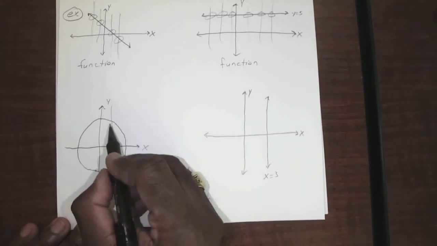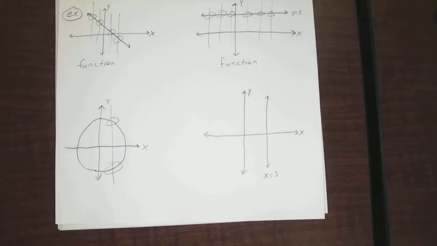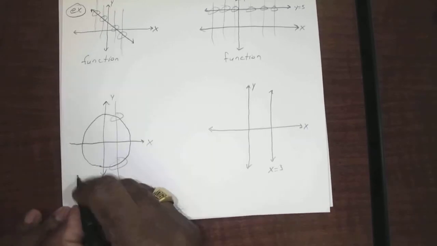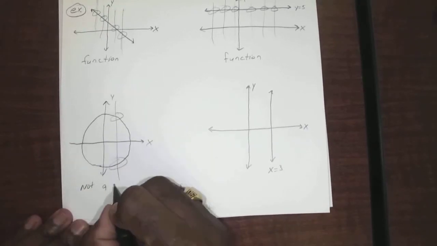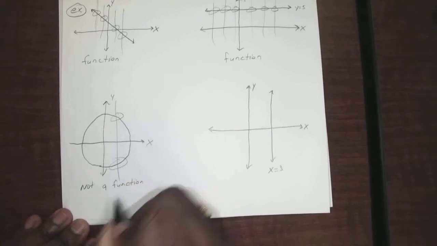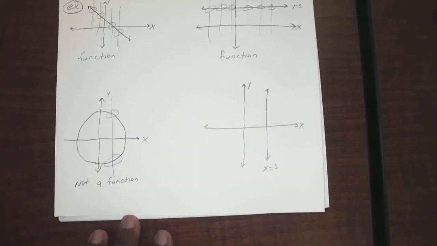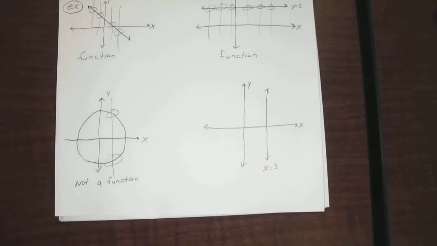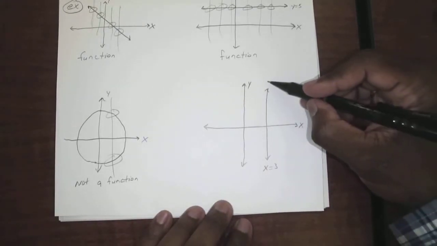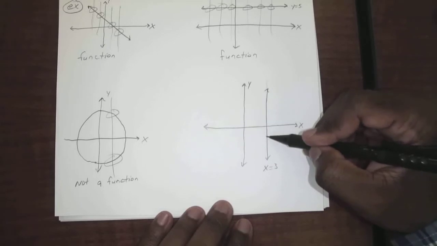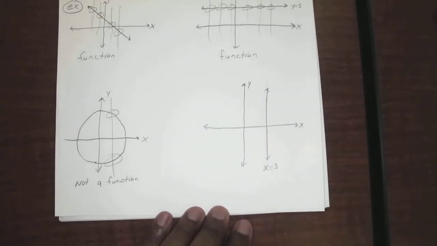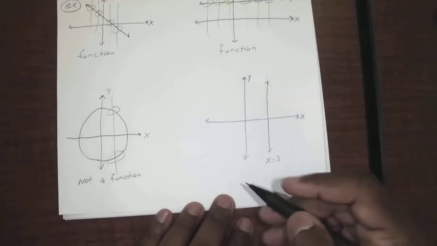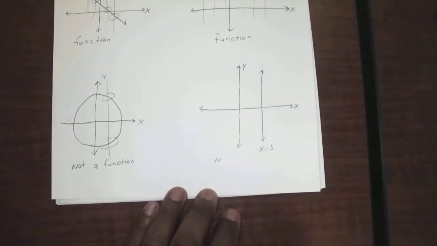Here, as soon as you draw a vertical line, it crosses twice. So you know this one's not a function. This last one is actually tricky. It's not a function, because if you draw a vertical line right through it, it crosses the graph everywhere. So it's not a function.